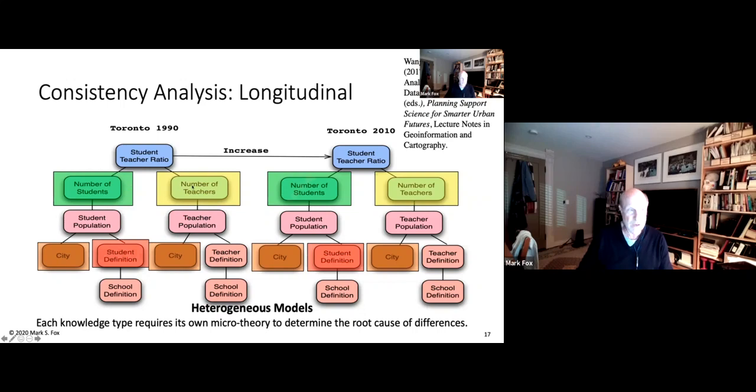And that's the power of the ontology. It allows for those definitions to be used in such a way that we can determine non-quantitative changes that are at the heart of why things change, why things are different.